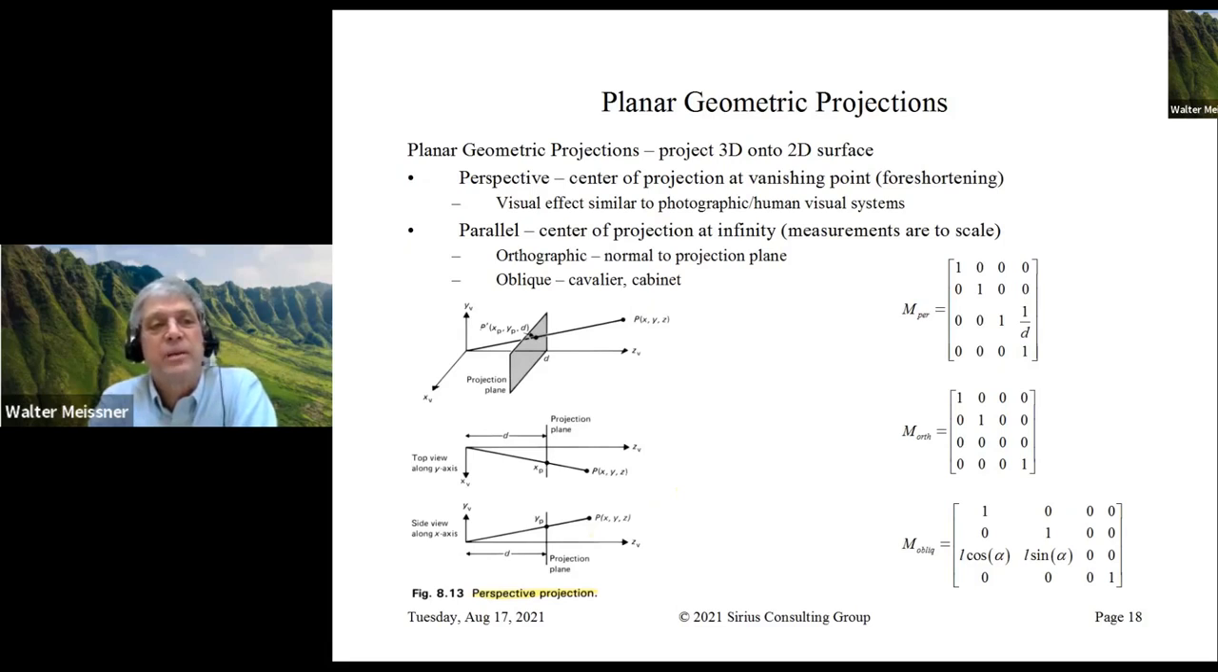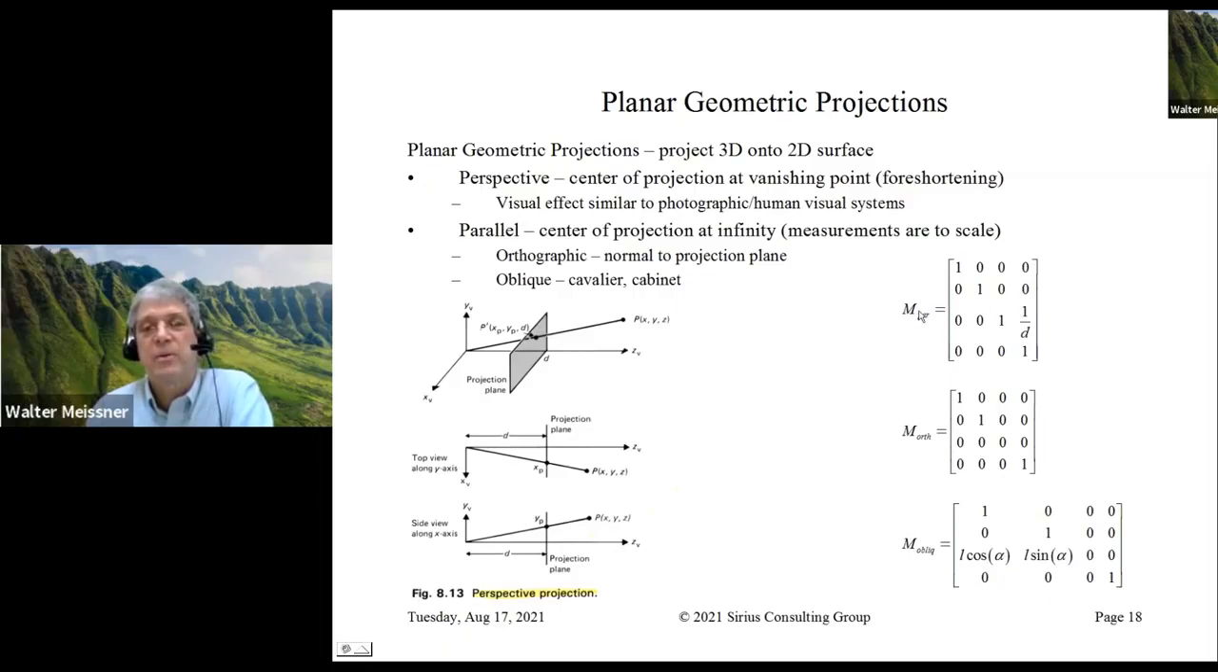And within the parallel, there's 2 ways of doing it. One is orthographic, which means the projection is normal to the projection plane, and the other one's oblique. And within oblique, there's 2 styles, cavalier and cabinet. So to do these projections, it generally means that the scene is multiplied by another matrix to do the projection.